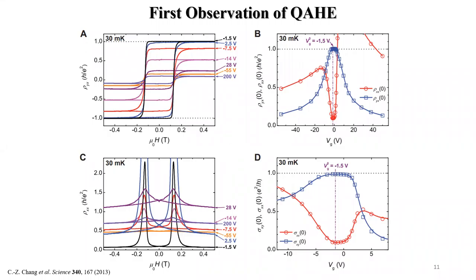This is the Hall voltage signal, and the signature of the longitudinal resistivity becomes 0. In this case, you can see that the system does not exactly reach 0. This is because of the presence of non-localized dissipative conducting channels. However, this can be reduced when we decrease the temperature down to absolute 0 Kelvin.